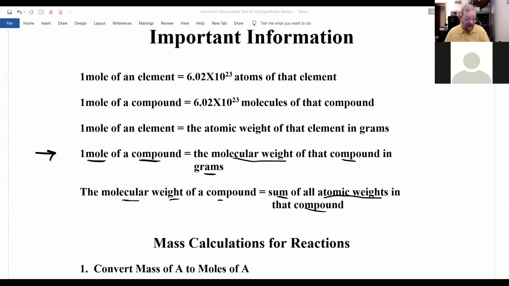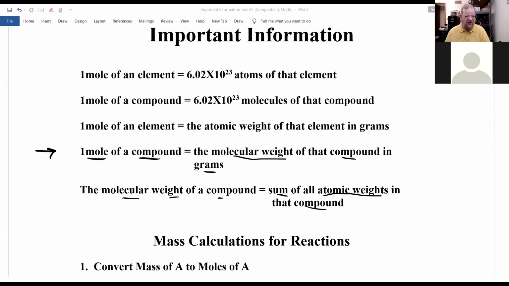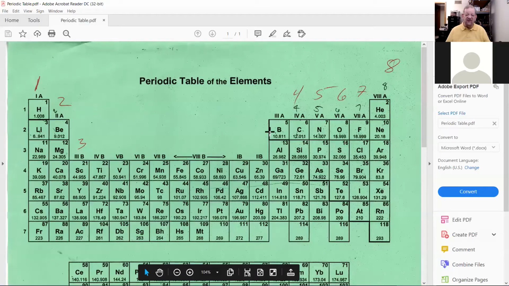First of all, I have to figure out the molecular weight of hydrochloric acid, HCl. How do I do that? That's the sum of all atomic weights. So I need the atomic weight of hydrogen and the atomic weight of chlorine. Everybody see the periodic table on your screen? I hope so. And thank you, Lily.